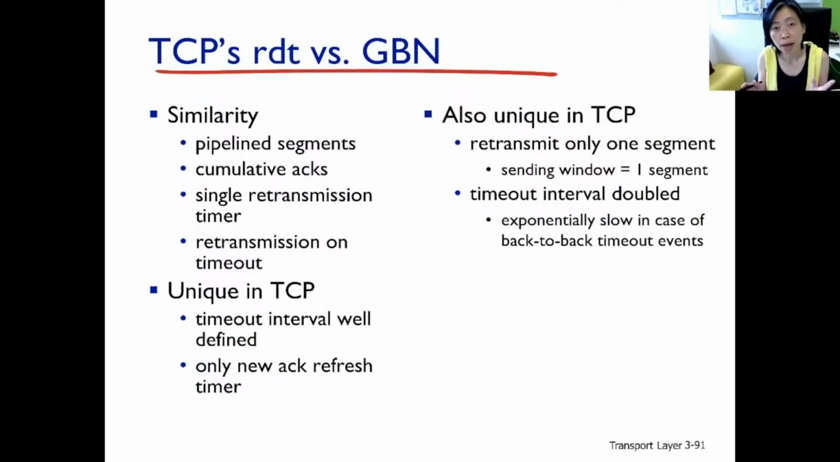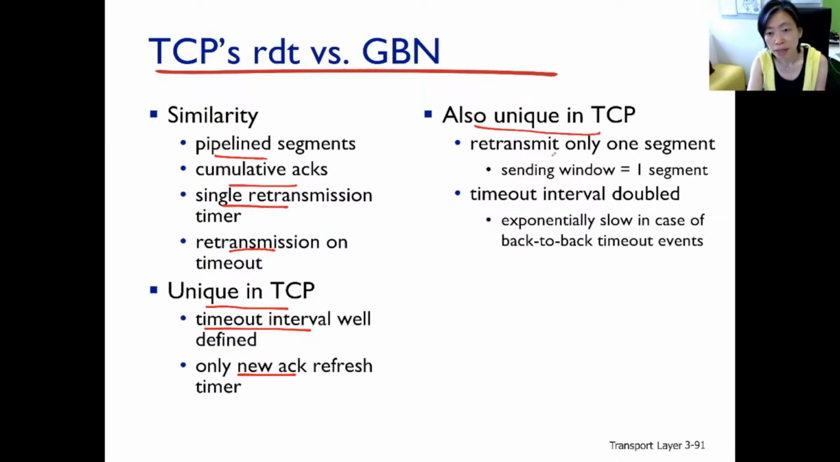So let's summarize up to this point the similarities between TCP's RDT versus go back N. So we see similarity being what? Both of them are pipelined, and both use cumulative ACKs, and there's only one retransmission timer, and it retransmits on timeout events. We've heard already, unique in TCP is this. The timeout interval is well defined. There's an equation, and there are good reasons justifying the equation. And we only refresh the timer on a new ACK. In go back N, we actually refresh the timer even though it's a duplicate ACK.